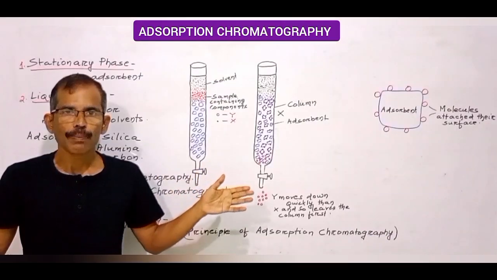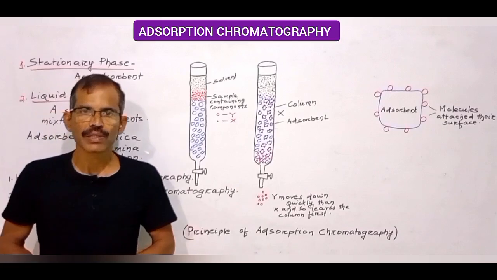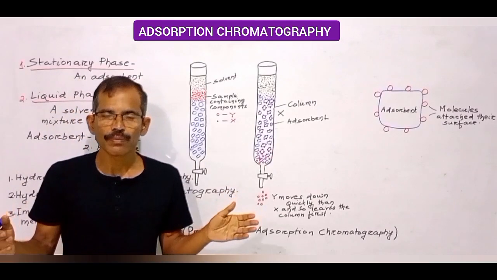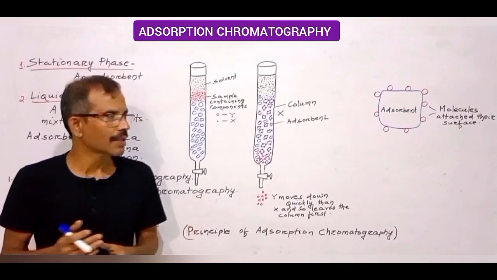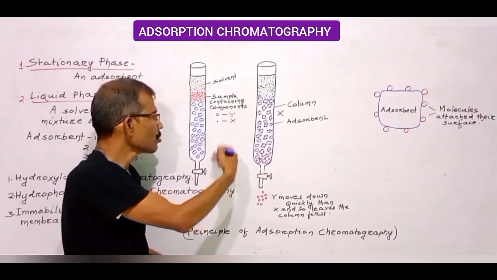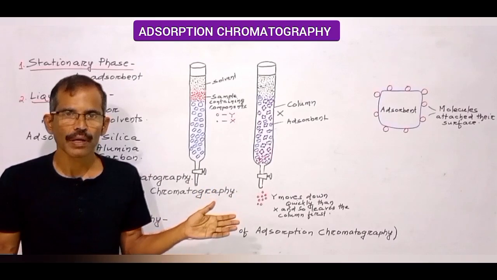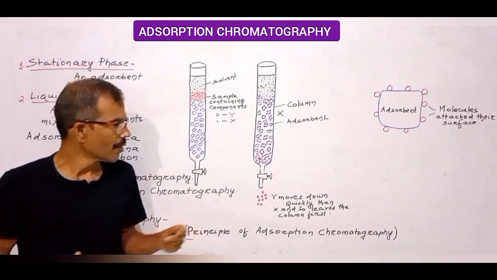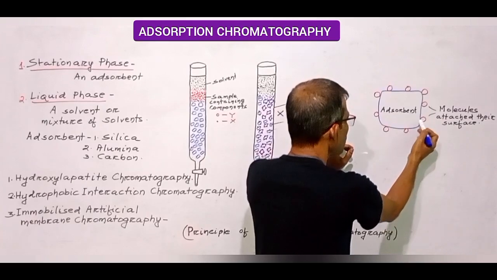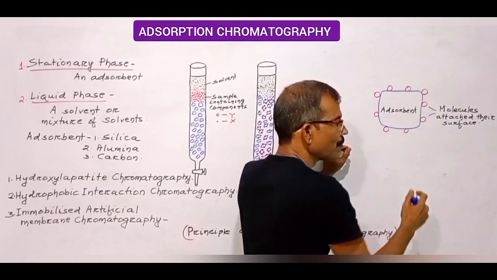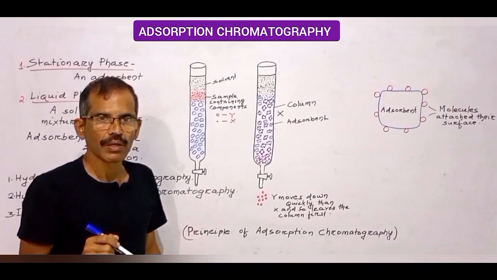By applying the principle of adsorption, analytes can be separated by column, thin layer or paper chromatographic technique. This figure illustrates the principle of adsorption chromatography in column mode. It shows an adsorbent which has holes at its surface. Adsorption is a surface phenomenon.